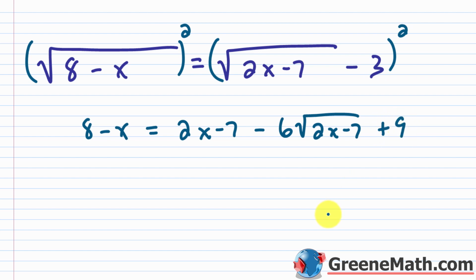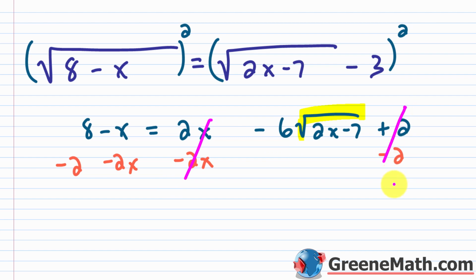Okay, so I can clean this up just a little bit. Again, I'm trying to isolate this guy right here. So I can say that negative 7 plus 9 is positive 2. Let me just erase that and put this as a 2. And then what I'm going to do is subtract 2x away from each side, and also subtract 2 away from each side. Let's cancel this, and let's cancel this. So we have 8 minus 2, that's 6. And then basically negative x minus 2x would be negative 3x. And this equals negative 6 times the square root of 2x minus 7.